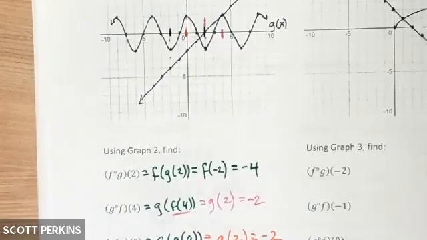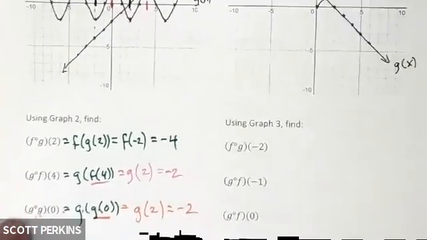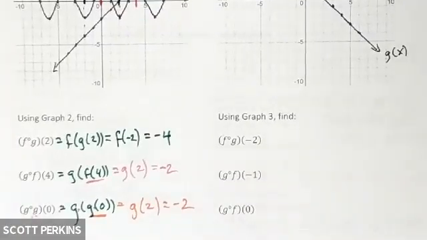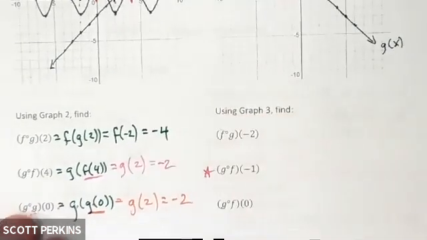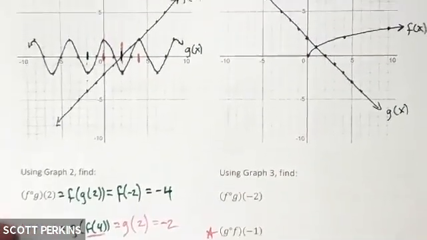Before we hit our last example, go to the example on the right and do the middle one, g composed with f of negative 1. We're doing this one right here in the middle, g composed with f of negative 1.